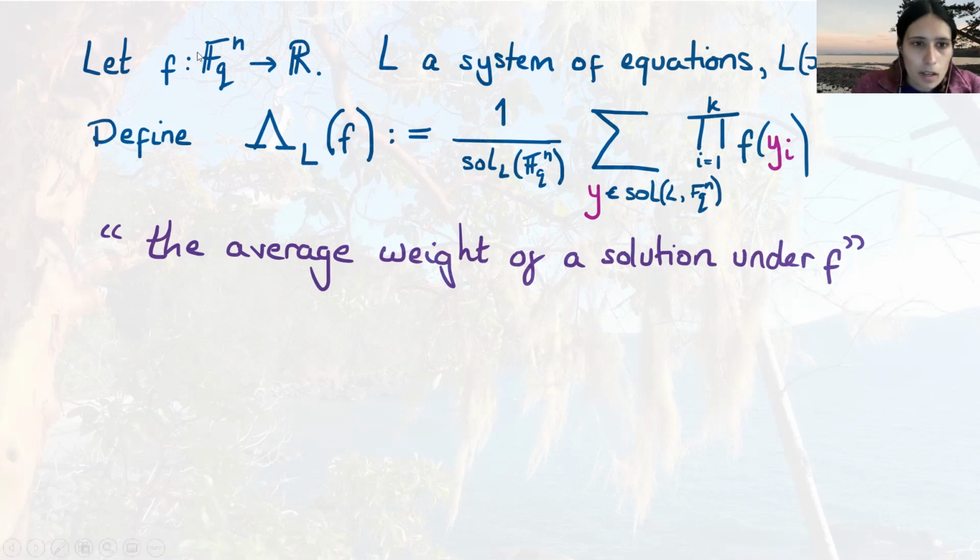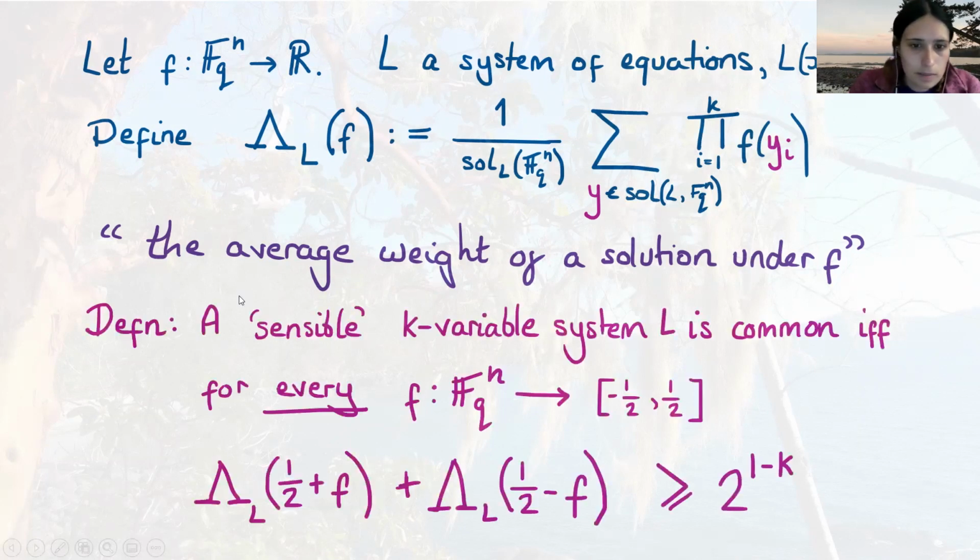So let's define this lambda L(f). And what is this going to be? Well, think of it as being the average weight of a solution under f. So what do we do? For every solution, you take the product of the weight of these components of your solution, and then this is just the average.